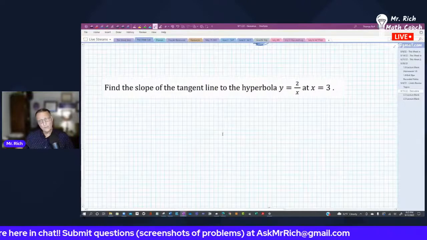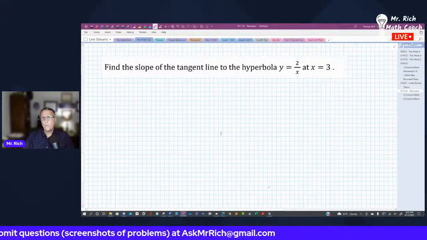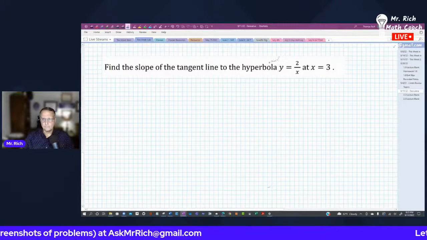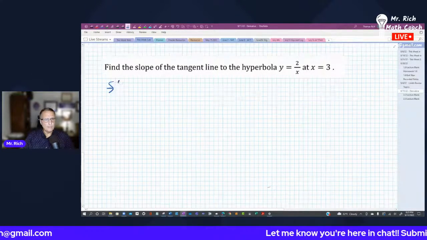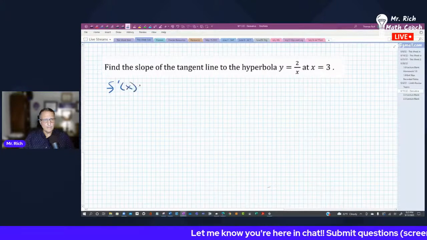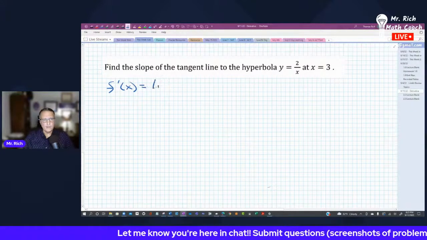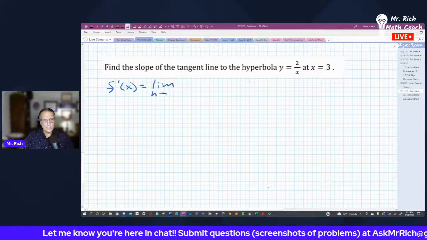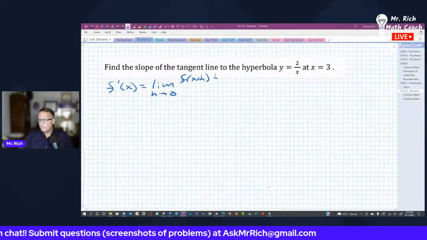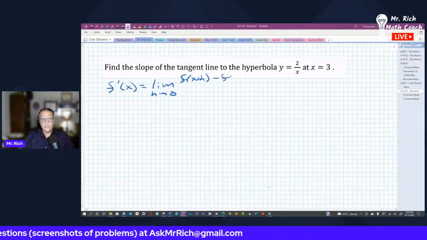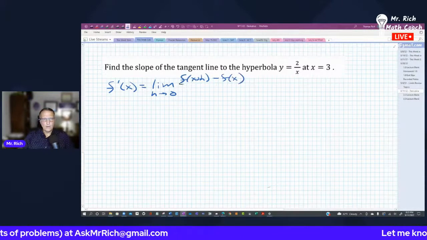But I'm going to do one here now on a rational function, y equals 2 over x. And I'm going to do it at x equals 3. Now, I am going to use this, right? F prime of x is what I'm trying to find. And it is going to be the limit as h goes to 0 of f of x plus h minus f of x, all over h.